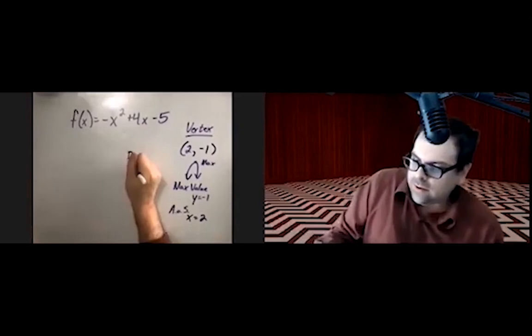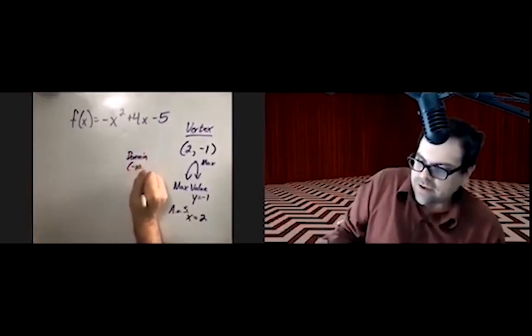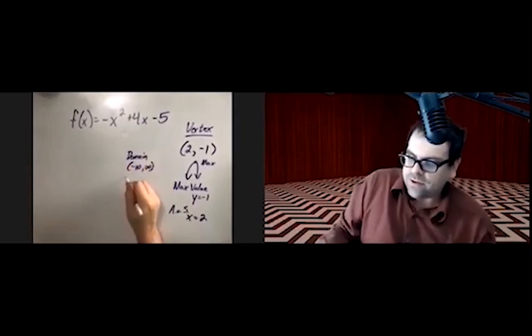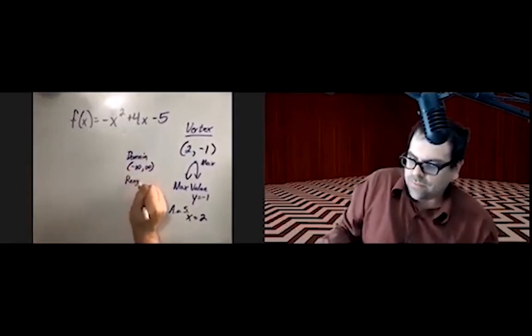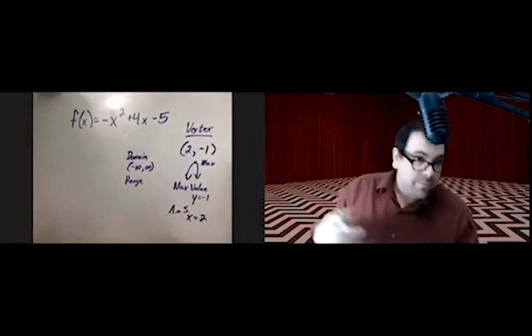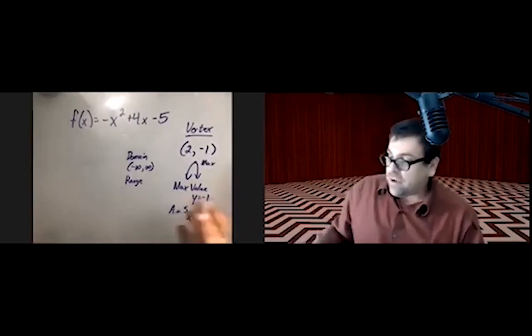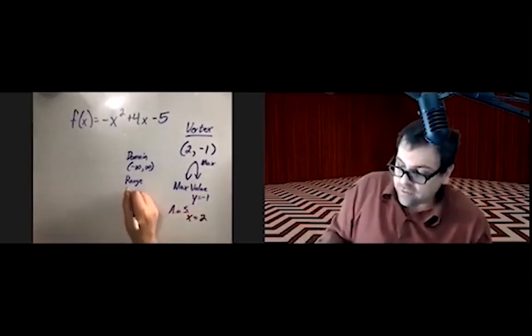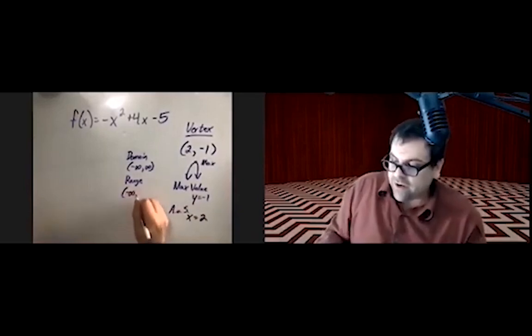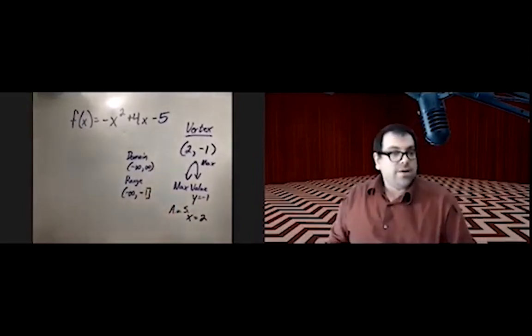Domain, well, it's a parabola. All parabolas have a domain of all real numbers. The range comes from the maximum value or the minimum value, but in this case, a max. There is no minimum, it goes down forever. -infinity on the y, but a max value up to and including -1.